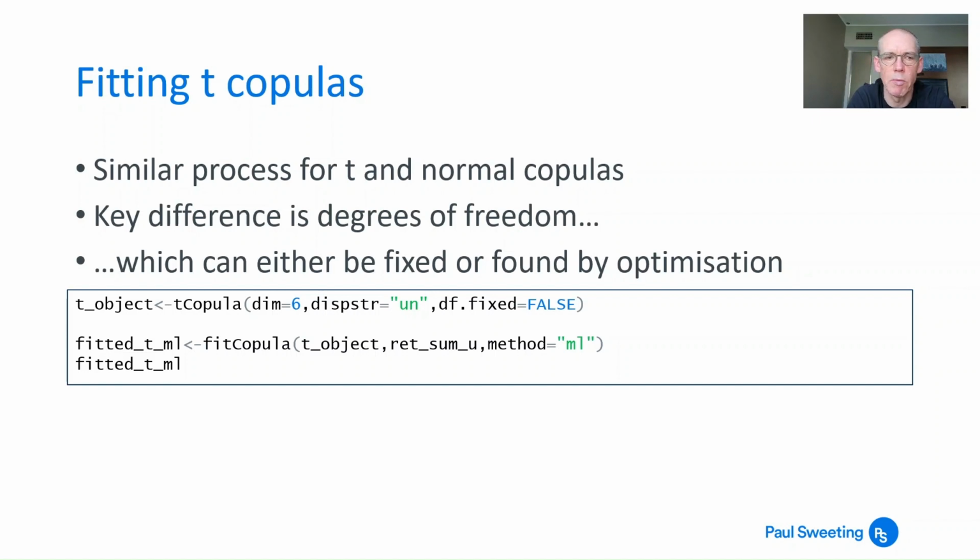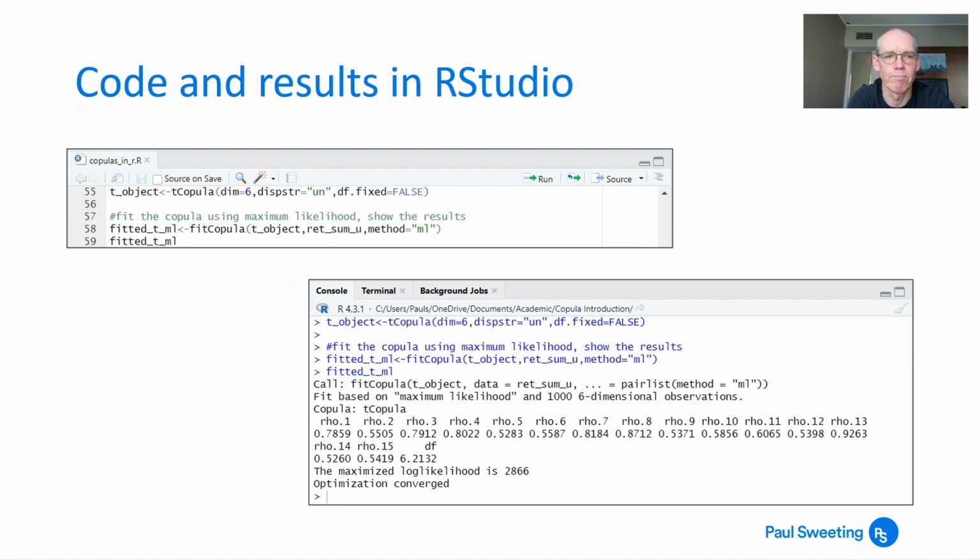Well, it's a T copula because the framework we're using is defined by T object. The data again is coming from ret sum u, and again we're using the maximum likelihood method. And then we display the results in fitted TML. So the code again on the top left, this is how it looks, and then the results at the bottom. And you'll see the results look very similar.